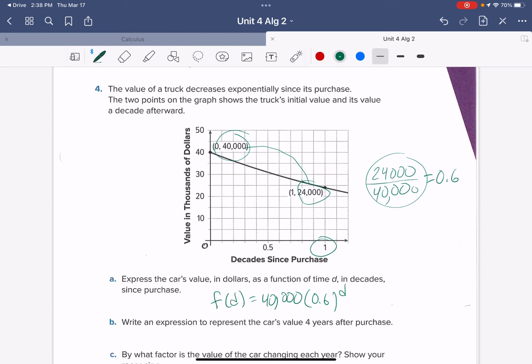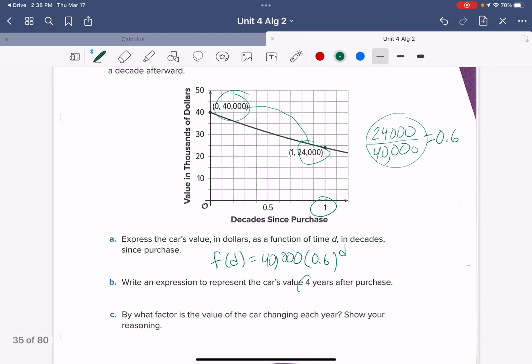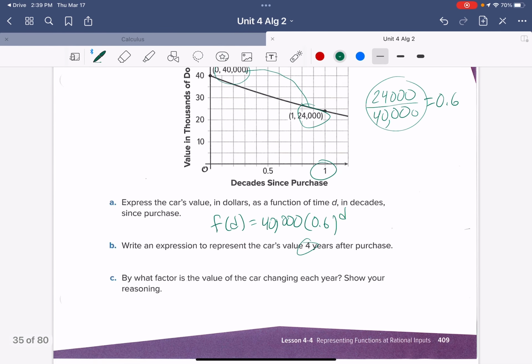So if you're going to do a problem that's less than 10 years, right? Like 4 years, that's a fraction of a decade. So the fraction of the decade needs to go in for d. So think about what that means. And then what is the change for each year?